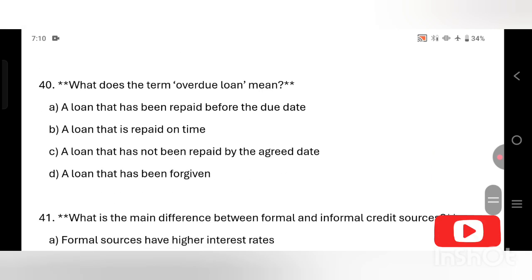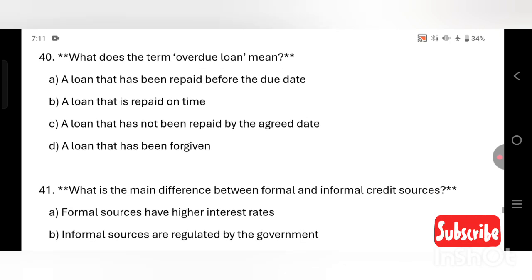Question number 40. What does the term overdue loan mean? Option A, a loan that has been repaid before the due date. Option B, a loan that is repaid on time. Option C, a loan that has not been repaid by the agreed date. Option D, a loan that has been forgiven. The correct answer is option C. A loan that has not been repaid by the agreed date, that is overdue.